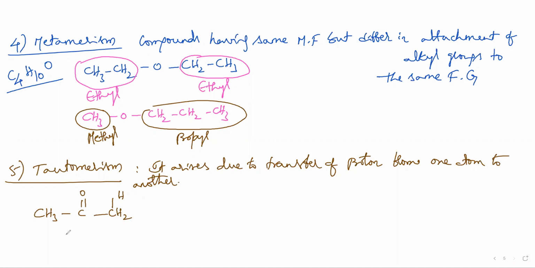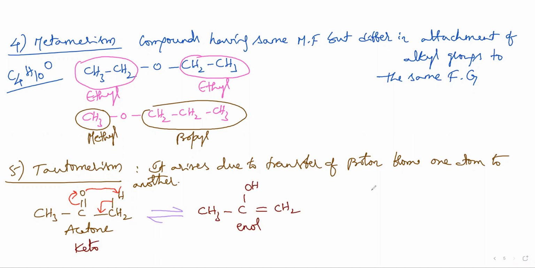Okay, let us consider acetone. Now, oxygen gets a negative charge, immediately it will take up this H plus. Then what will happen? CH3, C, now this will become OH. Here we are getting a double bond. Right? This is enol, this is keto form. So this is what we call keto-enol tautomerism.